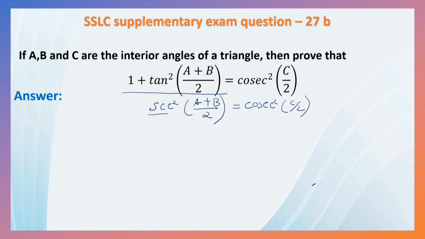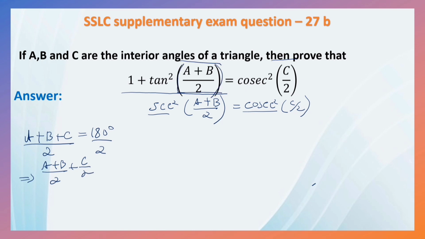We know that secant and cosecant are reciprocal ratios. Means secant 90 minus theta is equal to cosecant theta. So now let us do a trick. We know that sum of all the interior angles of a triangle is equal to 180 degrees. Now let us divide both sides by 2. So that is equal to, now separate A plus B by 2 from C by 2. We need A plus B by 2, C by 2. So that is equal to 90. It implies that, now let us move C by 2 to this side, means 90 minus C by 2.